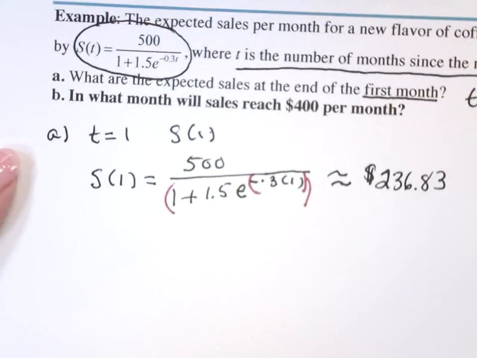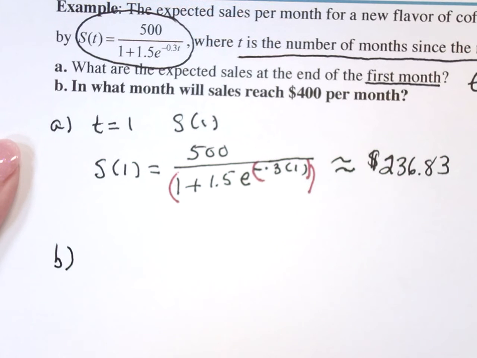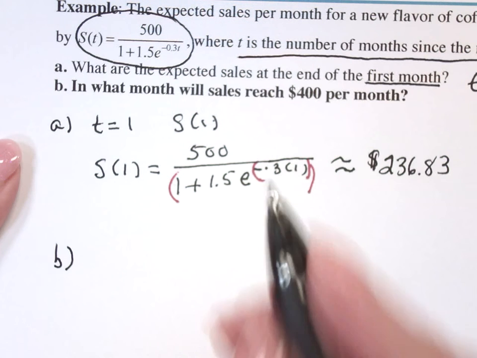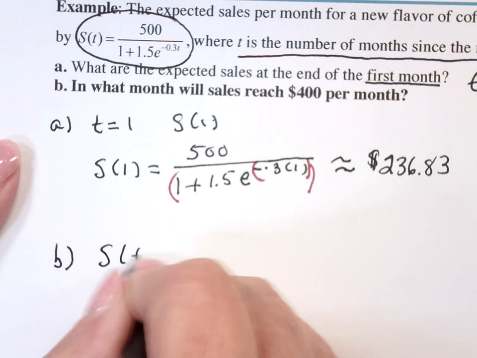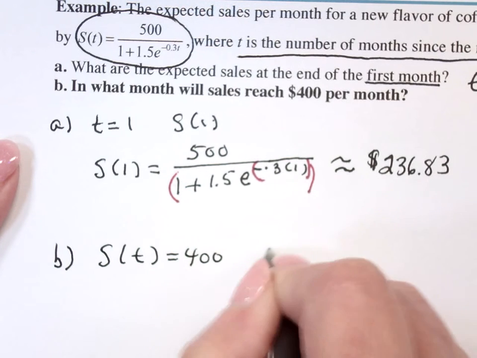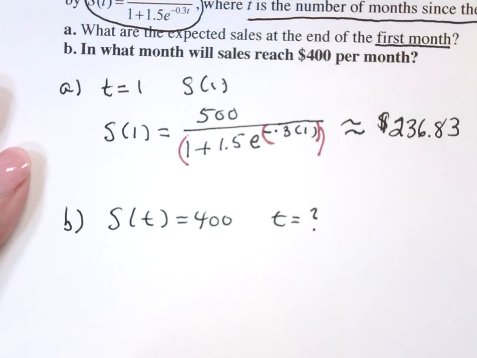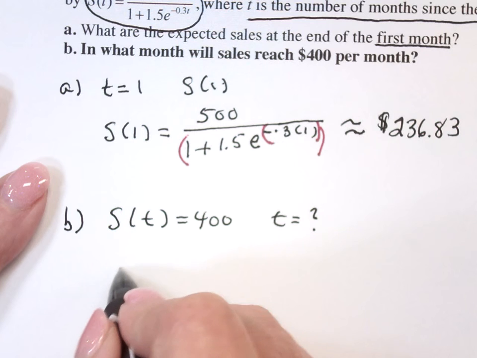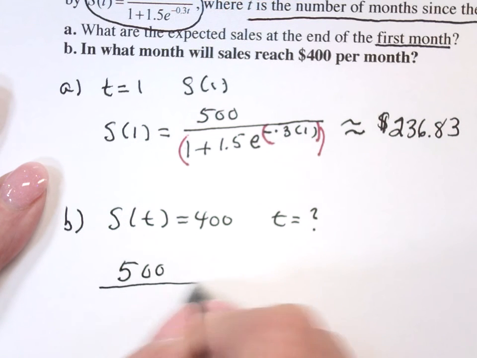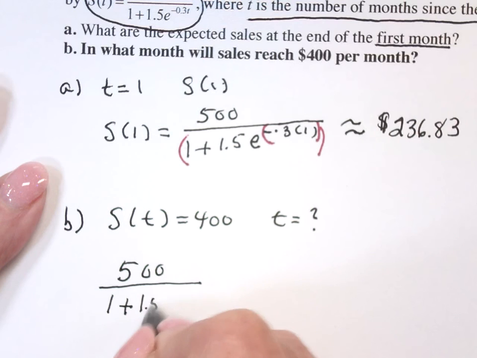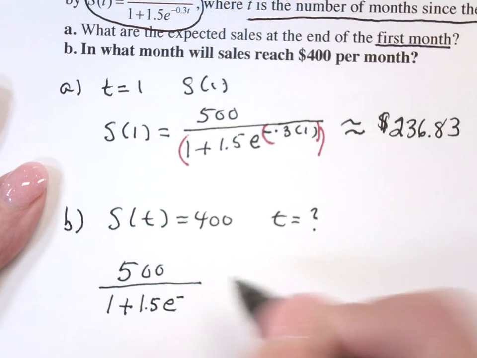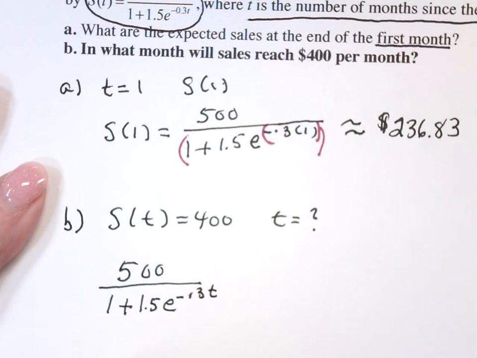Now this is where things get ugly. In what month will the sales reach $400 per month? So that says S of T is 400. That means I need to find T. Or that 500 over 1 plus 1.5 e to the negative 0.3t equals 400.